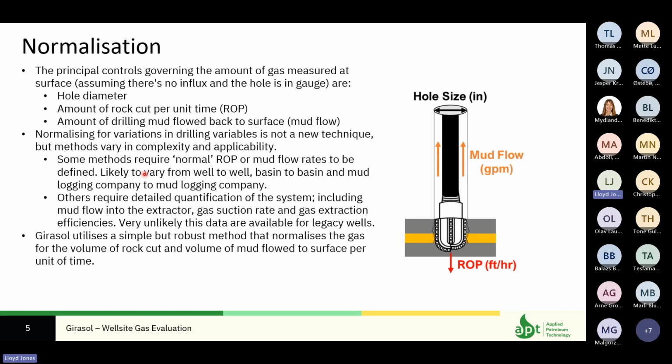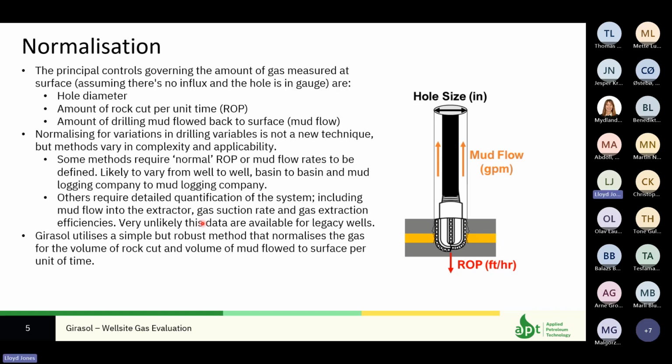That's one technique. There's another very detailed technique which requires a full detailed quantification of the acquisition system. This did allow for a more detailed petrophysical approach to the mud to be used, and this was published in the SPE, I think around 2019, by some guys from ConocoPhillips, which is a very interesting technique, but you do require a lot of information around how you've acquired the gas. So you need to know your mud flow into the extractor, your gas suction rate, for example. This data might be available if the well was drilled last year, but if you're looking at legacy wells drilled in the 80s, for example, and you're not the operator, it's almost impossible to come by.